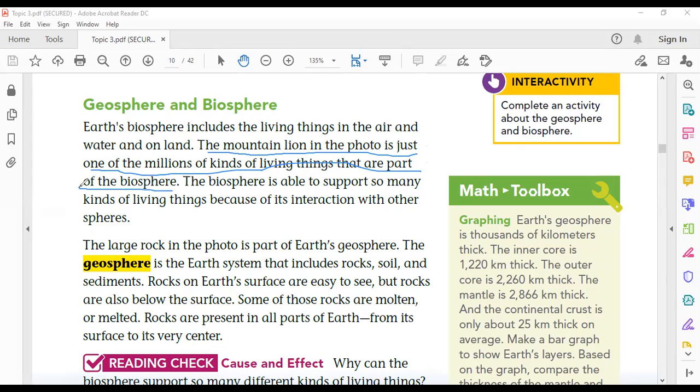Are we part of the biosphere? Yes. Are we part of the atmosphere, you and me? Yes. No. Who says no? You said atmosphere. Did I say atmosphere? I am sorry. We are part of the biosphere. All living things.